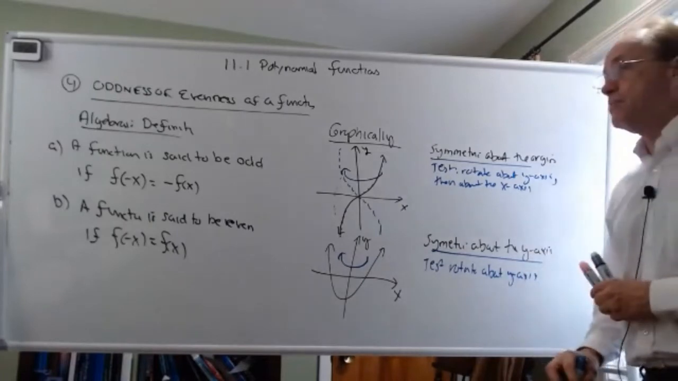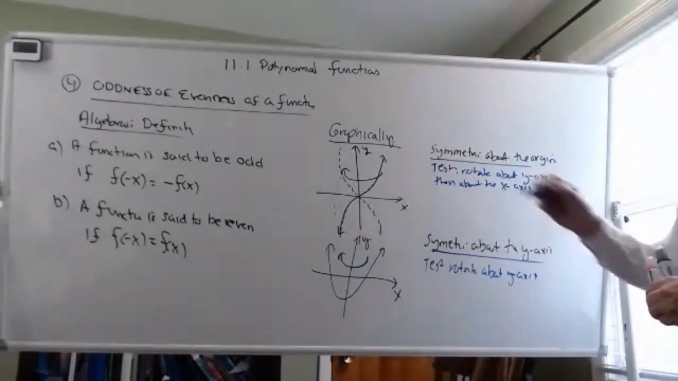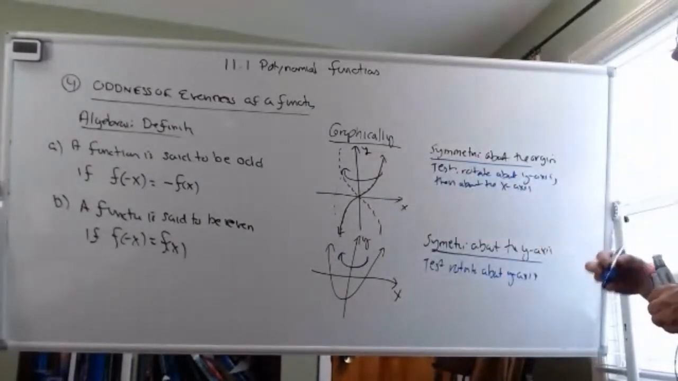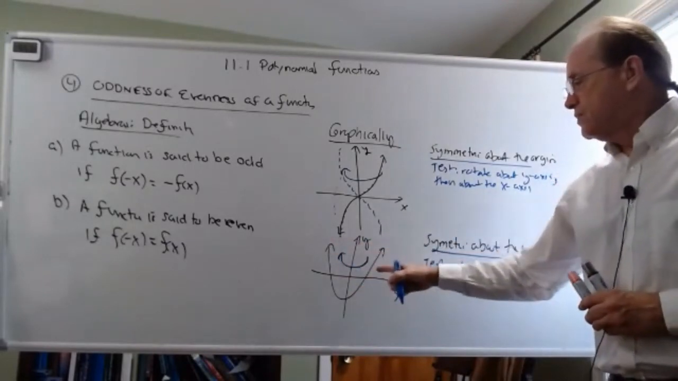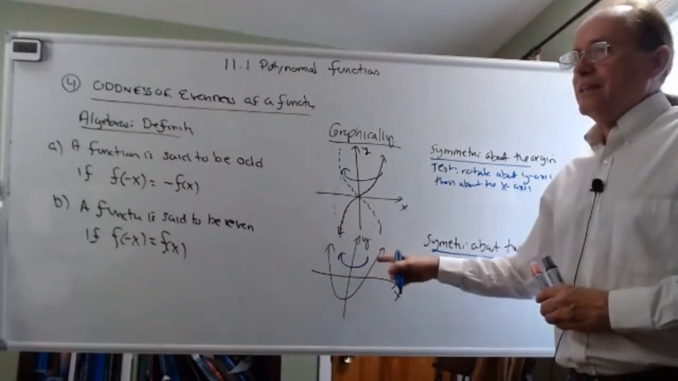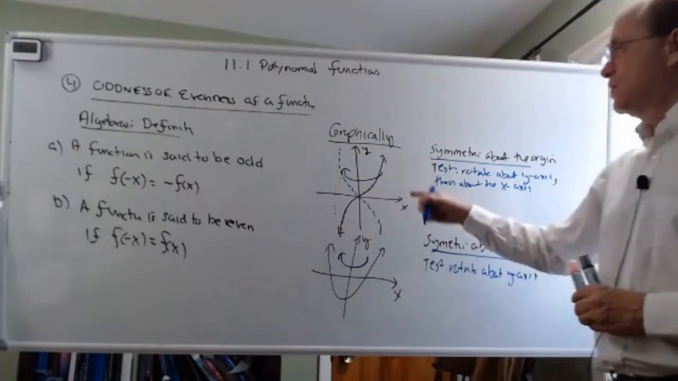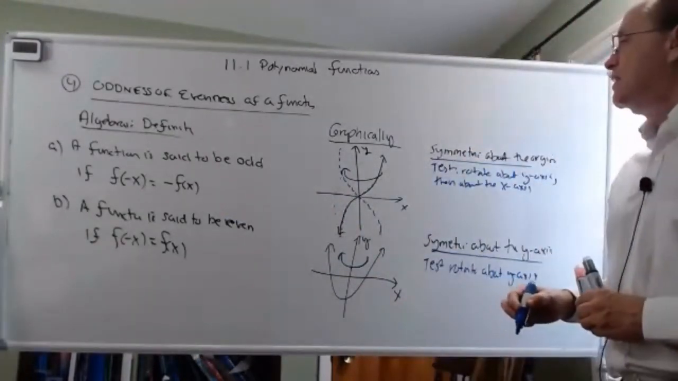If you get the same picture back, it's symmetric about the y-axis, so it's considered to be an even function. And you're going to notice that this always is associated with an even degree polynomial, not just the leading term. So you've got to be careful. It's not just the leading term. This is what kind of shows you where it might fail.